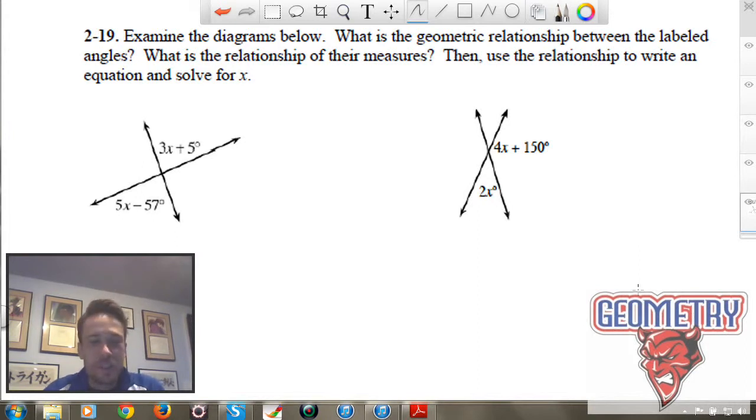We're currently in Unit 2, and we are on problem number 19, section 2.1.2. So in this problem, we're finally getting some geometry concepts, talking about angles and angle relationships and how their measures relate. And what we're asked to do is look at the diagram, determine.